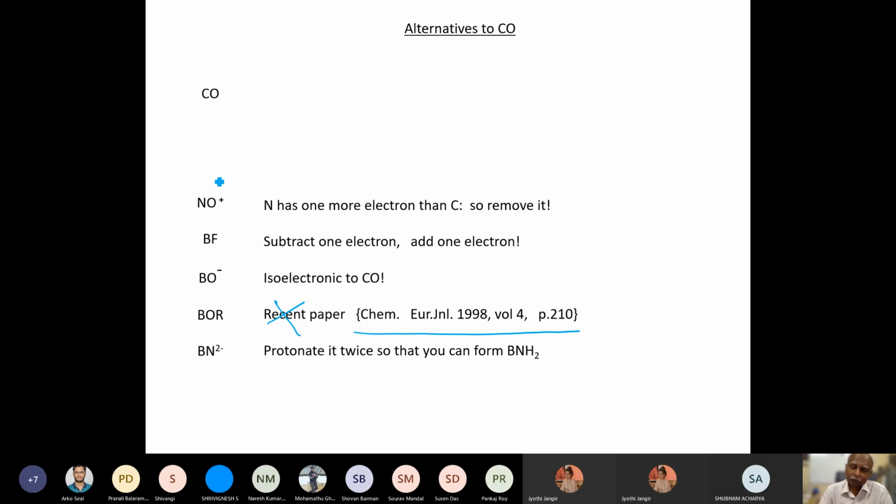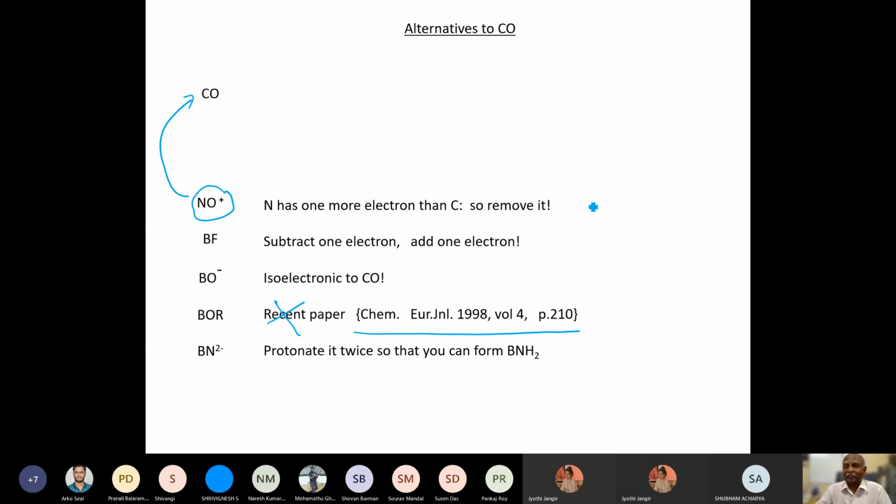NO plus is isoelectronic with carbon monoxide. And now we are meddling with the carbon part. Remember, we tried changing the oxygen part, with not too much success. Now we're trying to change the carbon part. We'll change carbon to nitrogen, and then we got NO plus. NO plus has got some good chemistry, but there is a lot of complication because of the number of electrons it can donate and it can accept. And we will see the chemistry is complicated.